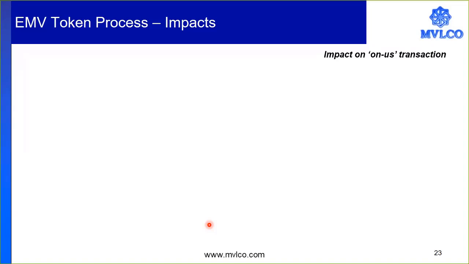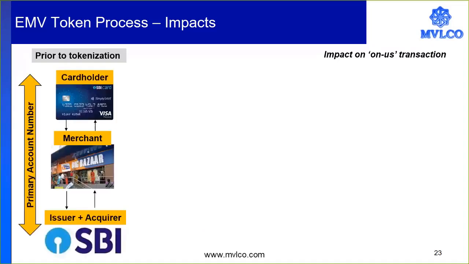So prior to tokenization, we had a simple scheme. I have a card holder, I have a merchant. In this example, I've assumed that the card is also issued by SBI and the merchant also deals with SBI. So the acquirer is also SBI. In this case, we did not require any third party like Visa or Master. We simply captured the primary account number and transferred it to SBI. SBI decided what is to be done with this transaction. Either it approved or it rejected and then gave the result. But the key thing to note here is that it was completely through the primary account number.